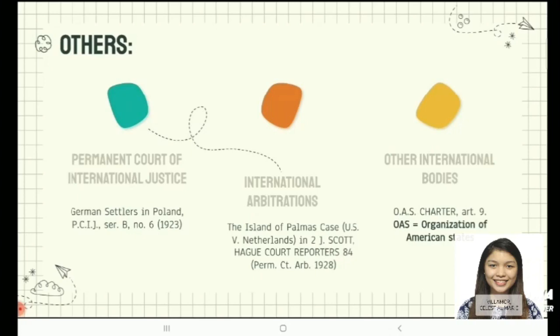For international arbitration, cite the name of the case, the international parties in parentheses, the official source of the arbitral award, and the year of arbitration parenthetically. If the tribunal that decided the award is the Permanent Court of Arbitration, indicate it at the end of the citation together with the year enclosed in parentheses. Parallel citations may be given but do not give more than three citations.